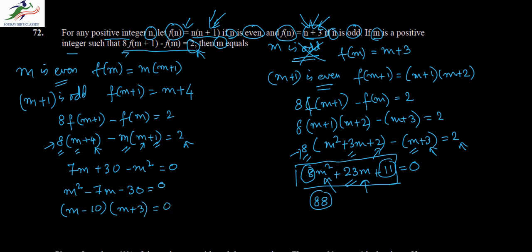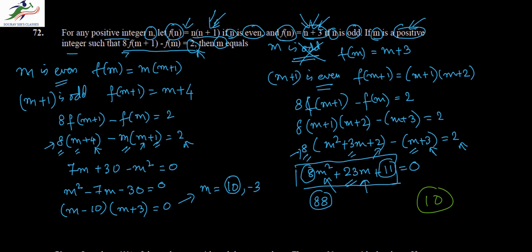So the value of m can be plus 10 or minus 3, but it is given that m is a positive integer, so the value of m will be 10. So 10 is the correct answer.